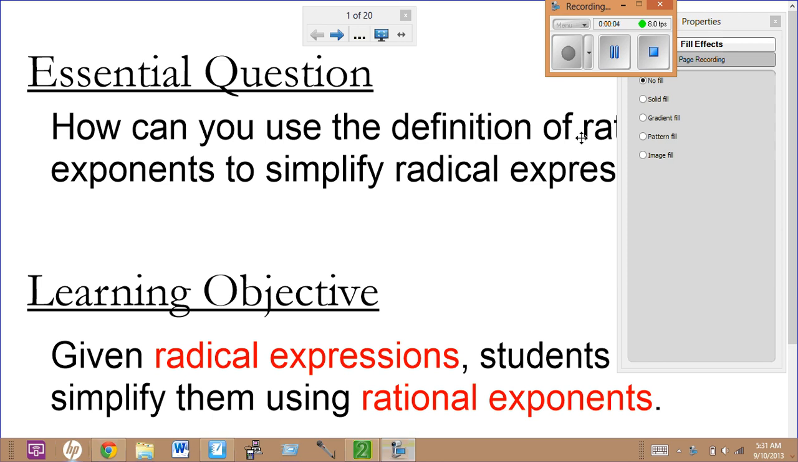Okay, welcome. Today we're going to do a video lesson on simplifying radical expressions using rational exponents.